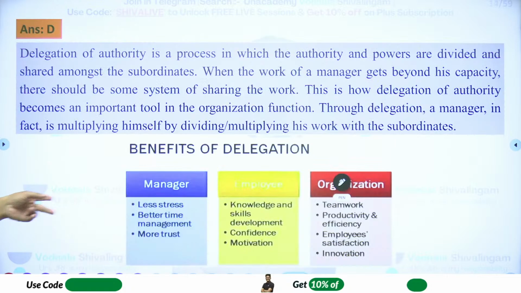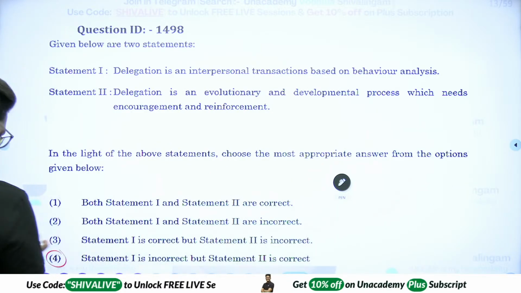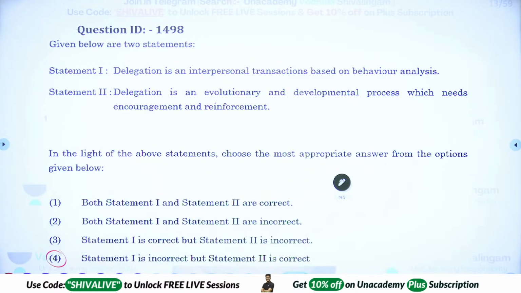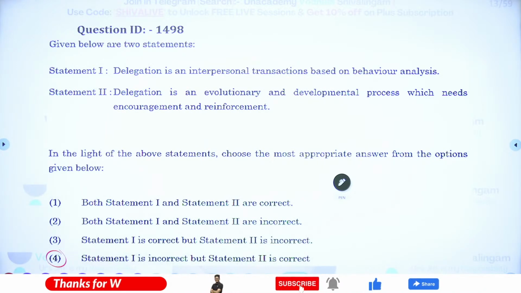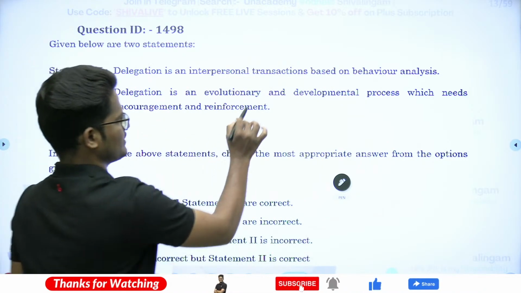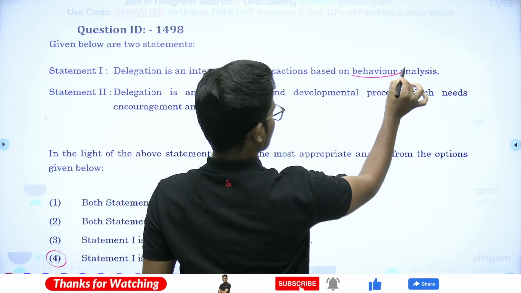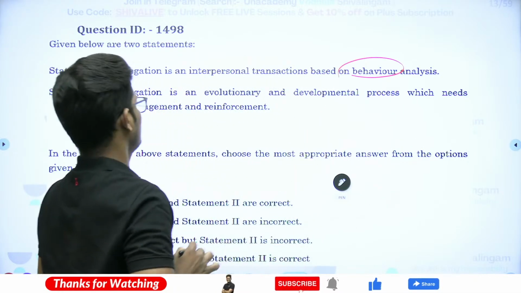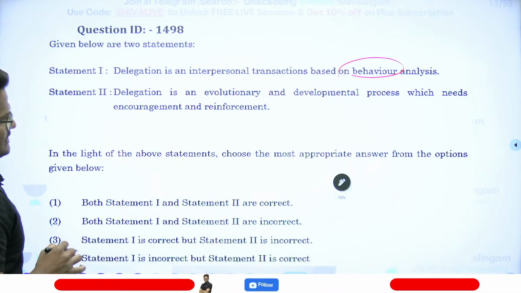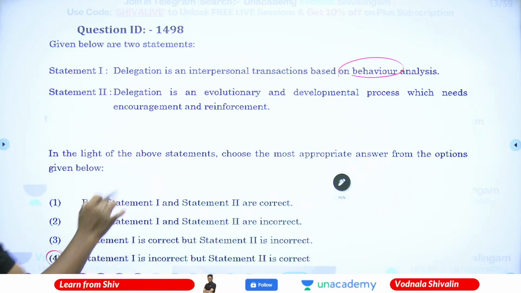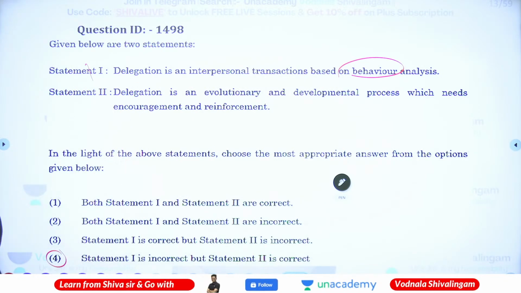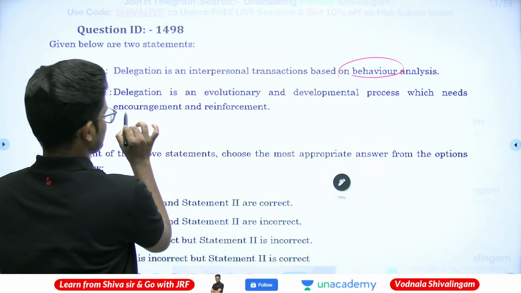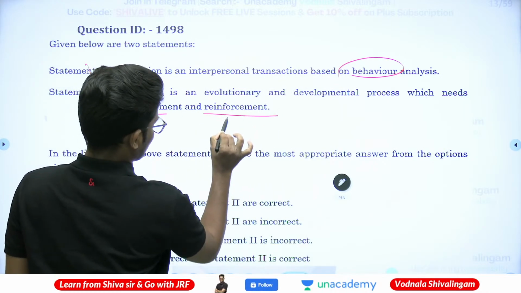So the answer is given as D. Statement 1 is incorrect, statement 2 is correct. Delegation is an interpersonal transaction based on behavior analysis. Delegation is simply transferring an authority, so that is not about behavior. Wrong. And delegation is an evolutionary and developmental process which needs encouragement and reinforcement.